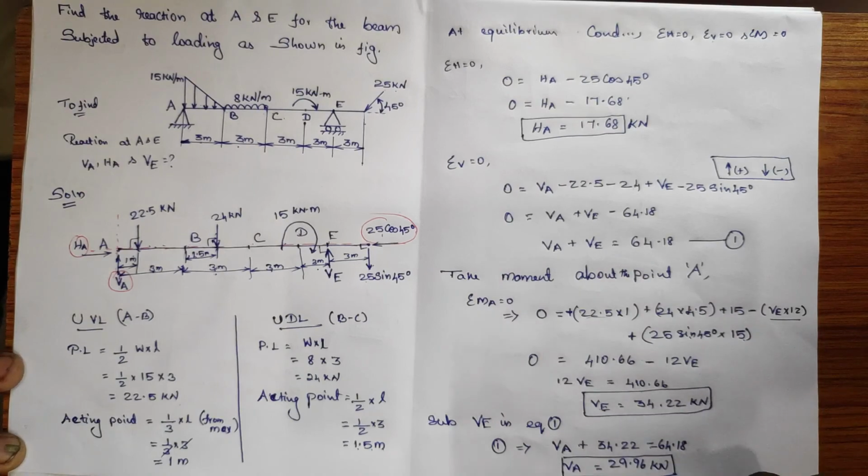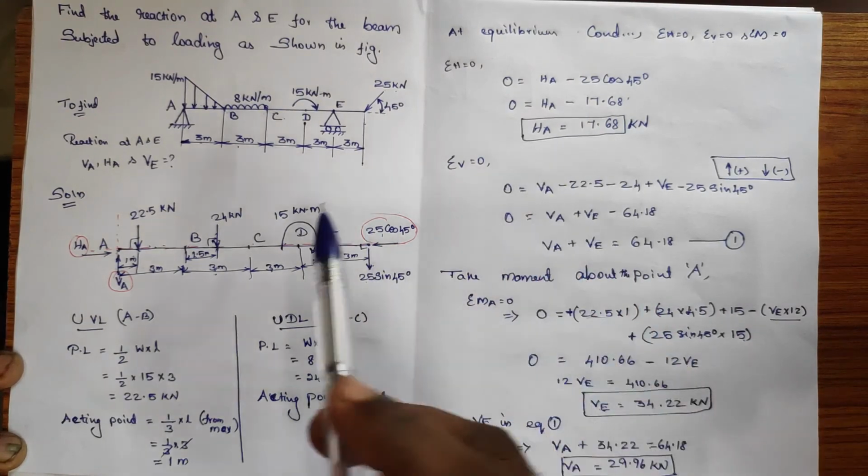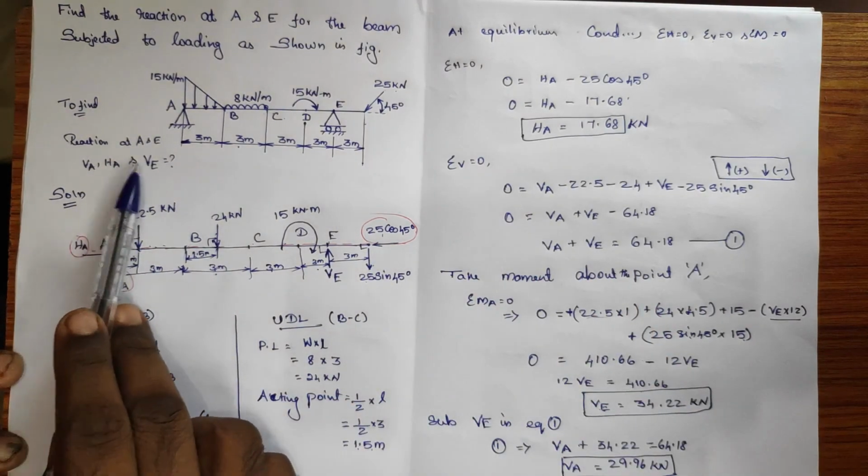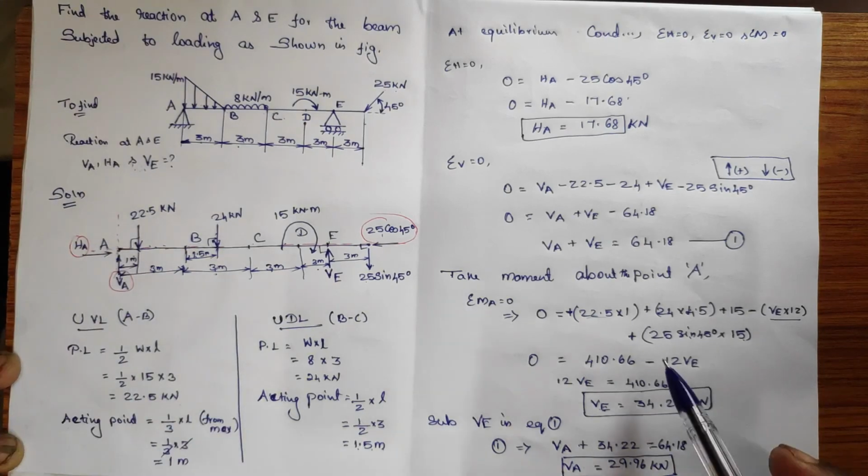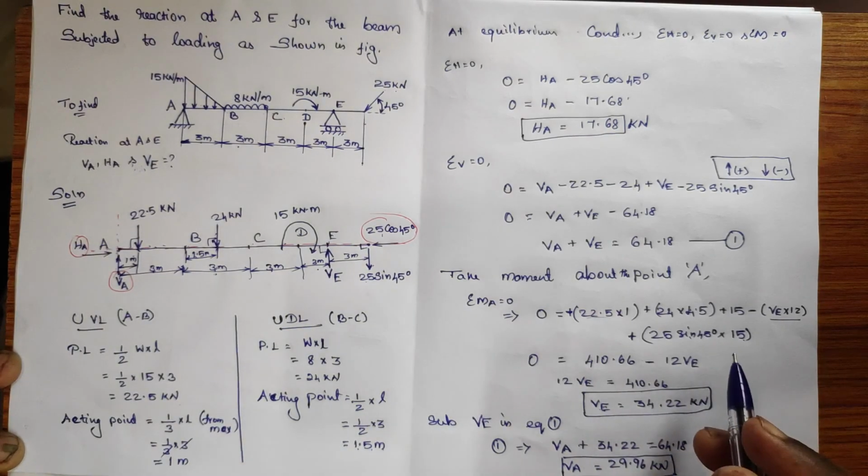So we have found the VA, VE and HA. That is what was asked in the question. Okay, so I hope you understood how to work with it.